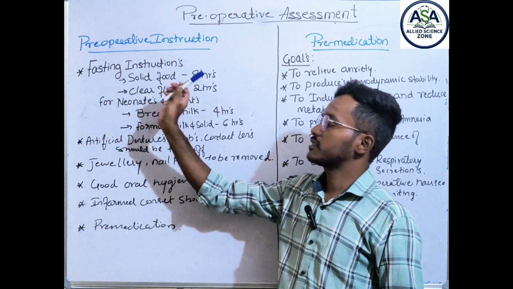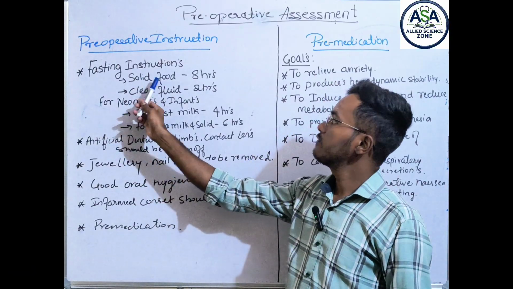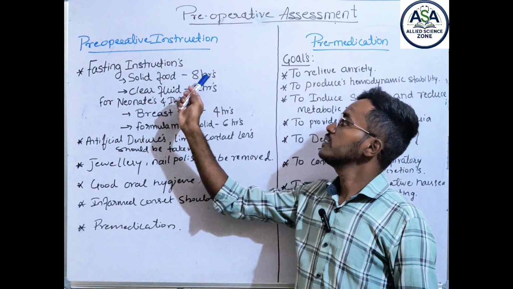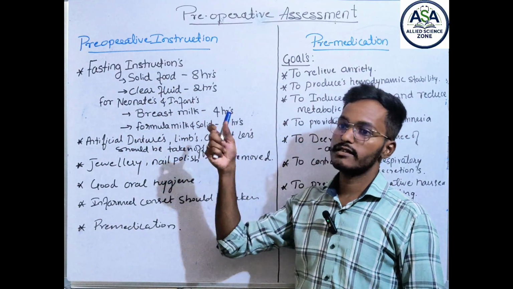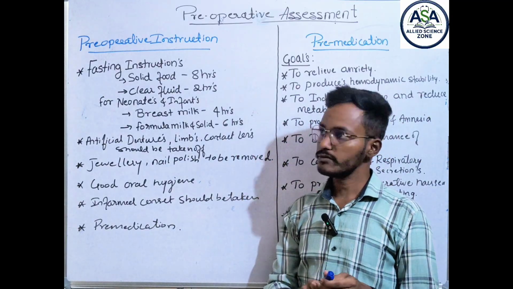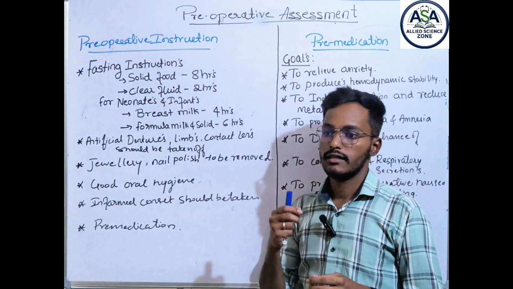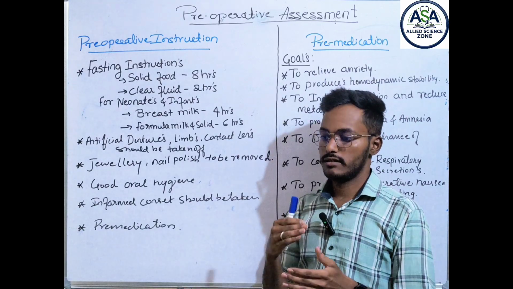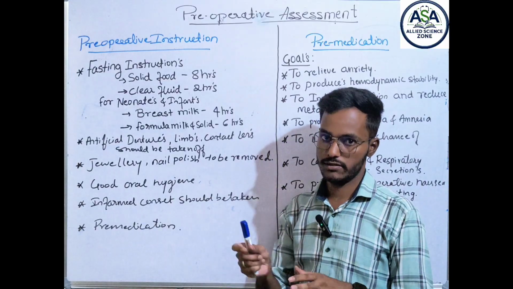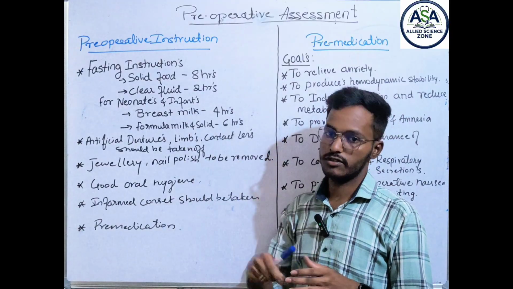First one is fasting instructions. It is very important. For solid food, 8 hours is a very mandatory thing. Solid food should be instructed 8 hours, nil by mouth. Clear fluids, 2 hours. Clear fluid means water, and 2 hours is the minimum. They should not take any clear fluids. If they are taking juice or anything, it should be considered as solid food.